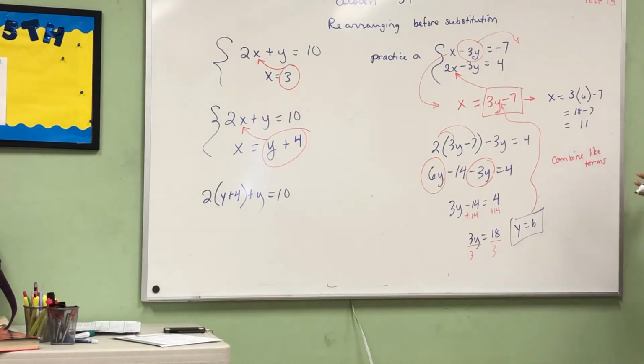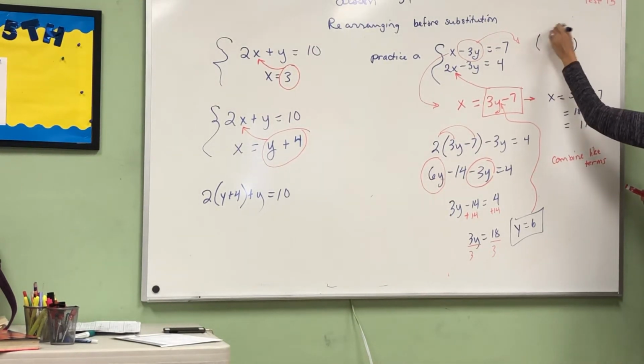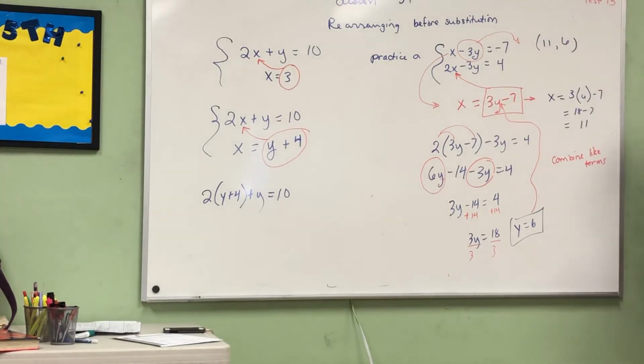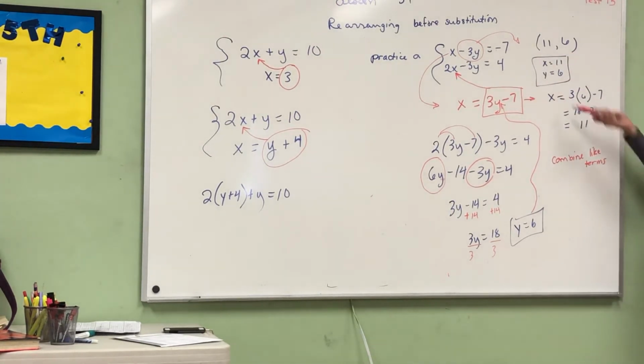So the final answer is, I'm going to write it as an ordered pair with your x and y, 11 and 6. Or you could say x equals 11, y equals 6. Am I done now? No. I'm not going to do it, but you could check it by plugging in those numbers to both original equations. Now you're done. That was fun. I mean, if you don't think that was fun, I don't know how to help you.